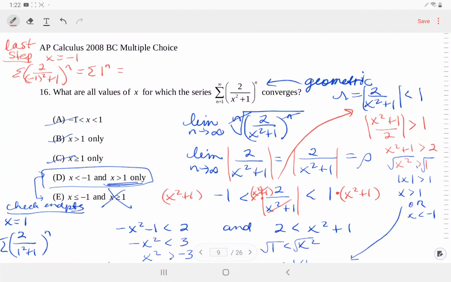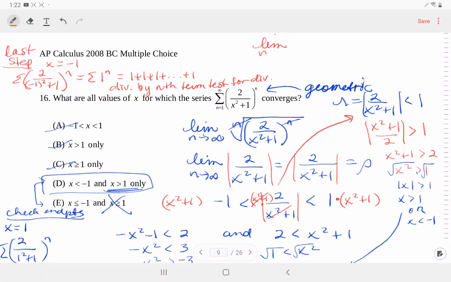So that's also 1 to the n. Oh, that's interesting, it's exactly the same. So this is 1 plus 1 plus 1, and that diverges by the nth term test for divergence. Remember, that test says that if the limit as n approaches infinity of a_n, let me erase the absolute values, of a_n is not 0, then this diverges. This is the nth term test.